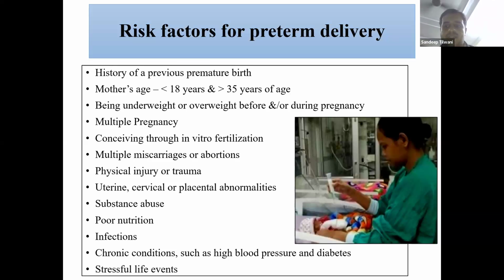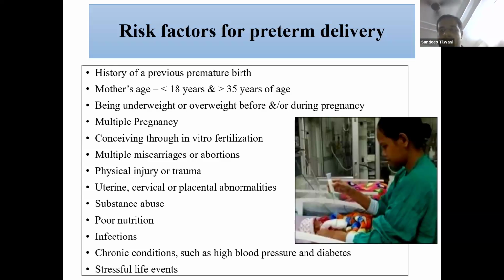Second is when the mother is at extremes of age. Whenever a mother conceives at say less than 18 years or more than 35 years, at both the extremes of age there is a high chance that she may go into preterm labor. Third is a mother being underweight or overweight before or during the pregnancy. We often see many mothers in our day-to-day practice where the mother is actually only 30-32 kgs at the time of conceiving.